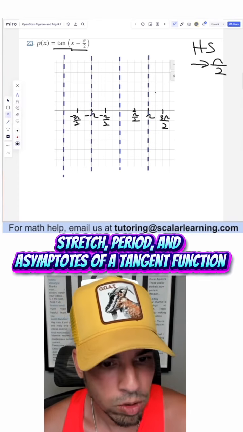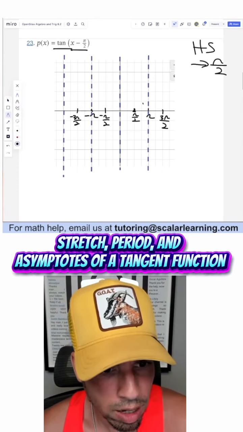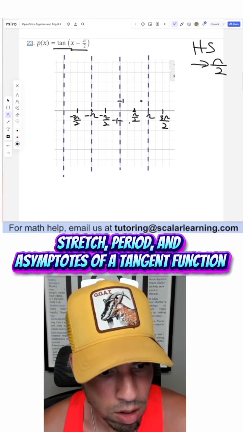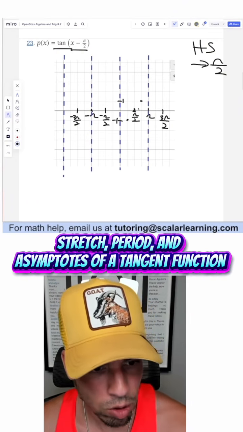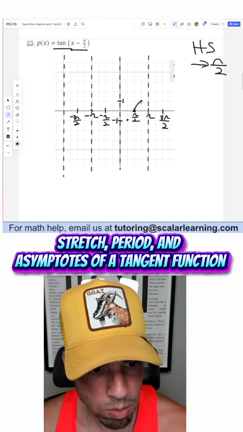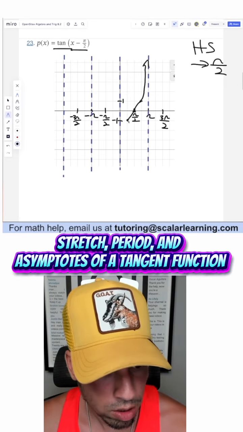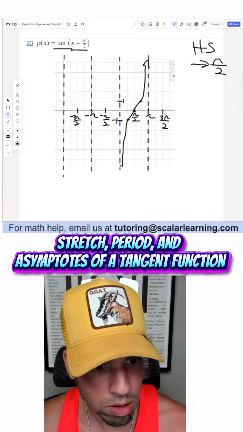And now we do our typical tangent graph, right? Starting here, and we've got a point here, 1 up and -1 down right here. And that's halfway between this center point and the asymptote. And then we connect the dots, and then we continue on up. And then we also go here and bring it down, and we repeat.